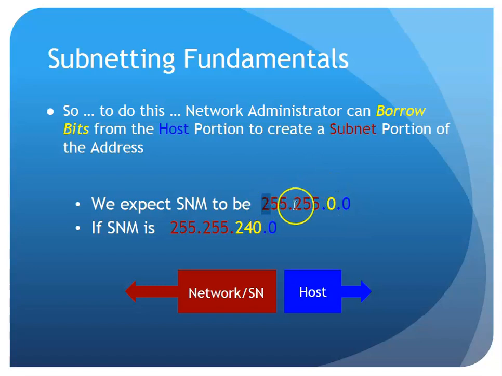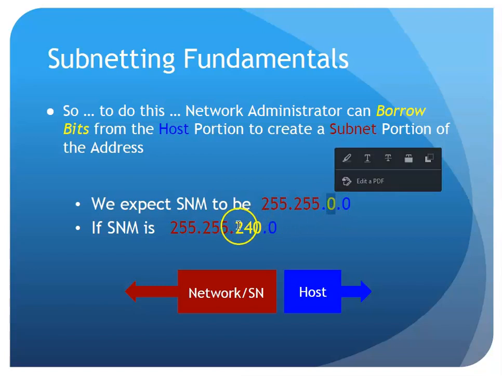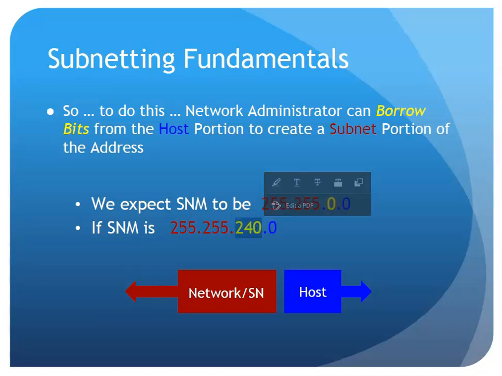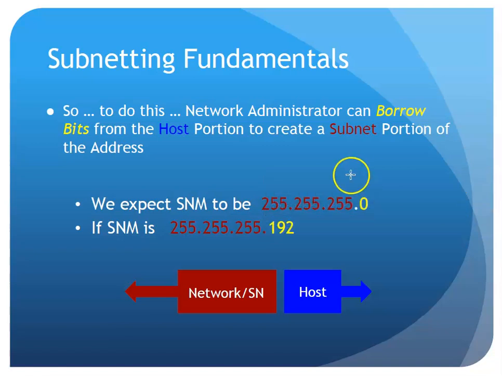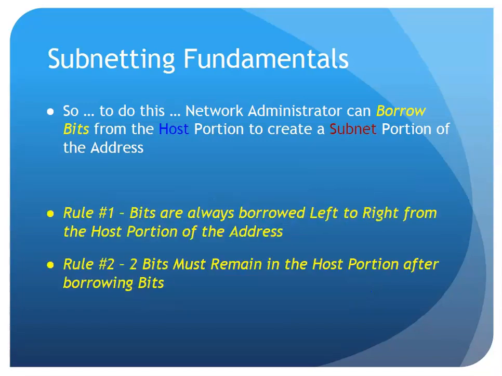If I have my subnet mask 255.255.0.0, I'm going to steal a couple bits from this octet here, maybe make a 240. Now I have a couple bits to make a subnet piece. If my subnet mask is 255.255.255.0, I'm going to steal a couple bits from this host piece out here. I might make it a 192. Now I have a subnet piece to create subnets with. That's what I'm going to do. We have a couple rules on how to do that. We're going to borrow bits from left to right. I'll show you that in a minute.